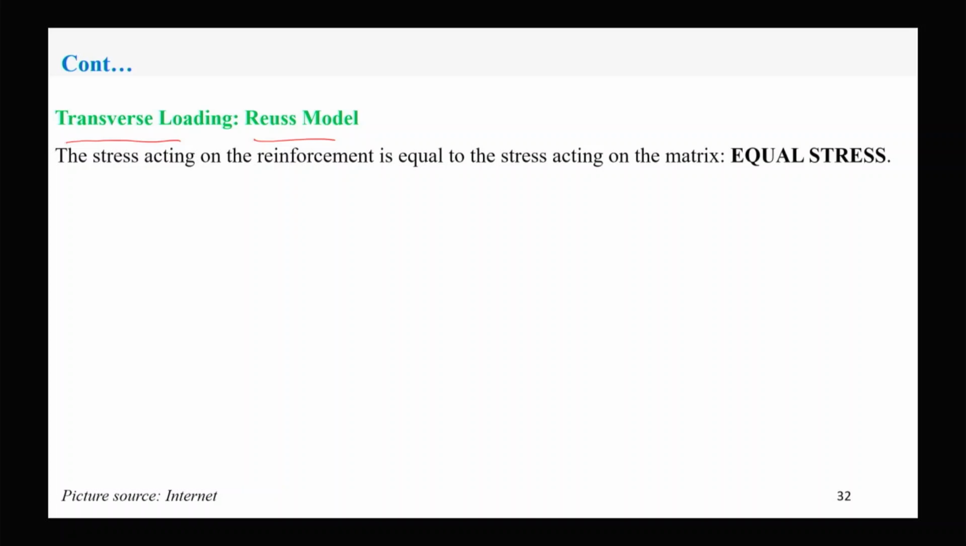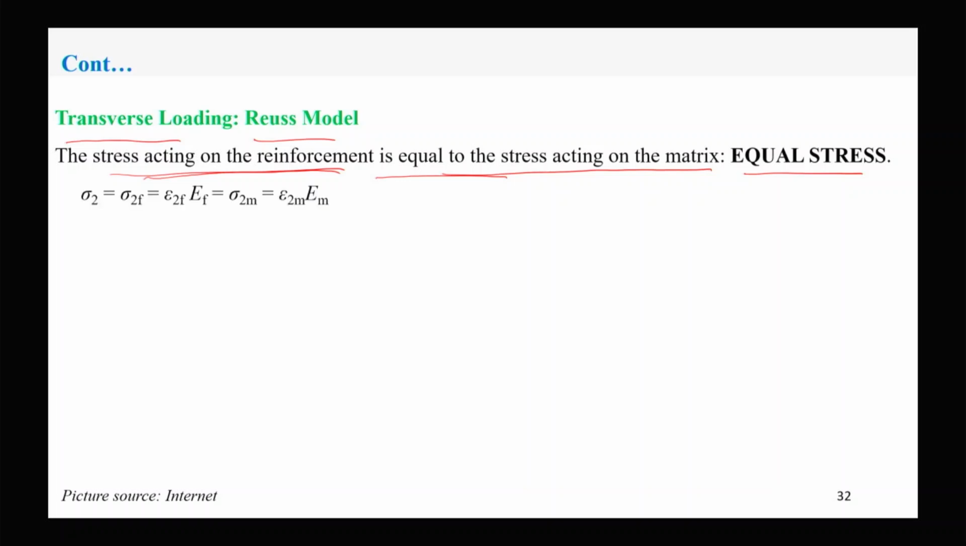And here the assumption is that it's called equal stress system. Earlier it was equal strain system. Here the stress acting on the reinforcement is equal to the stress acting on the matrix and the stress acting on the composite. So it's called equal stress method.